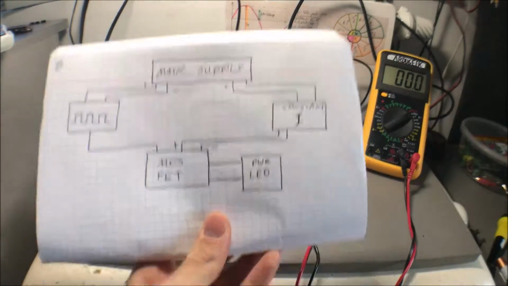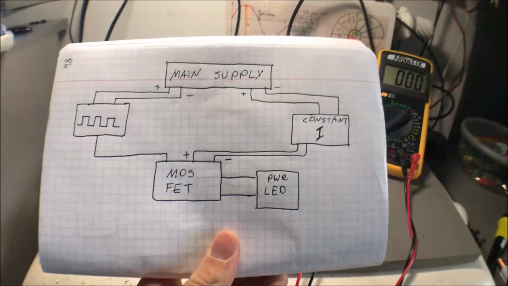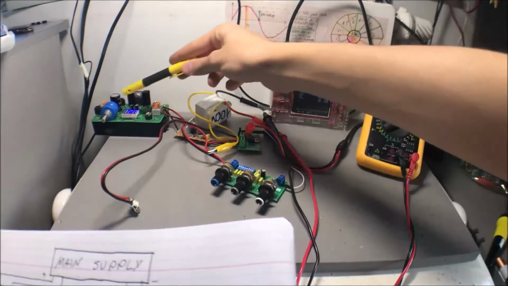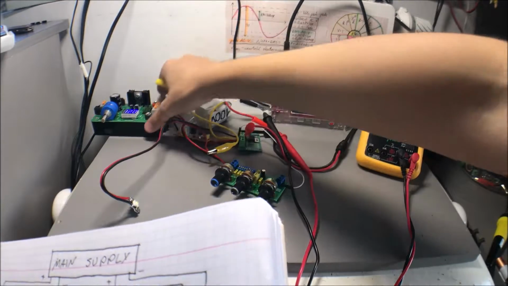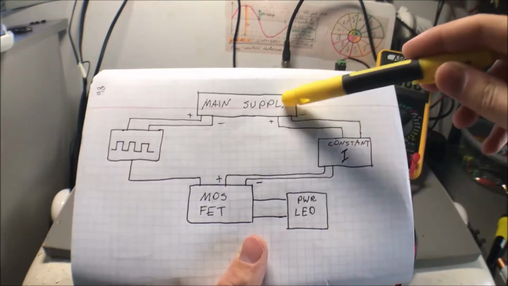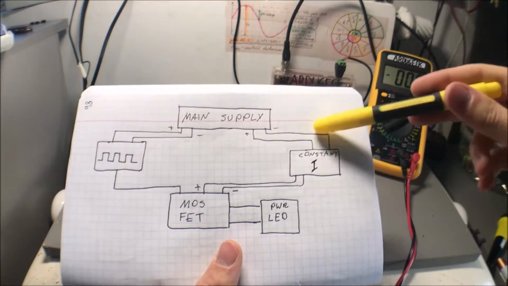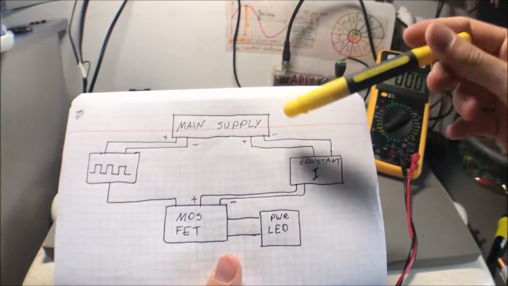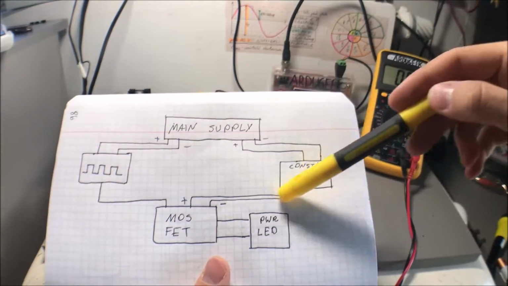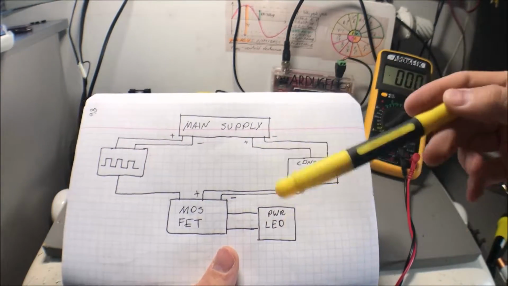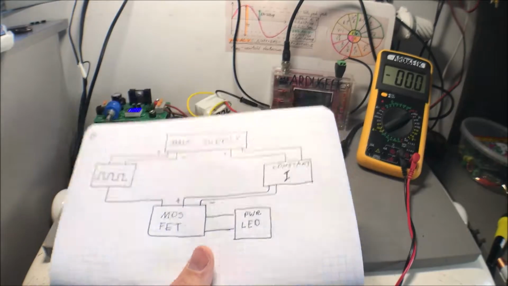Here we have the simplified schematic. So we have the main power supply, which is this thing. It is set to 12 volts, as you can see, and it outputs the power to the constant current module and to the square wave generator. Both of these are connected to the MOSFET module, and then it turns the power LED on and off.